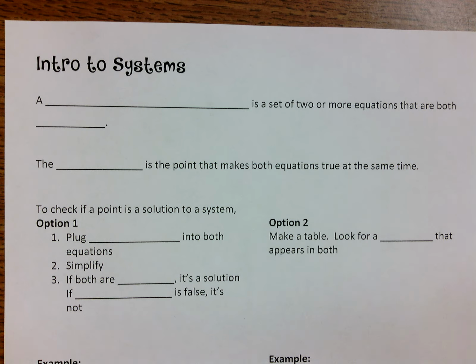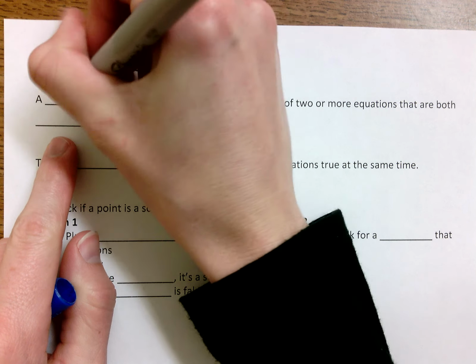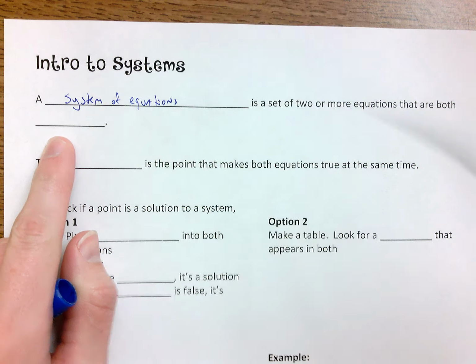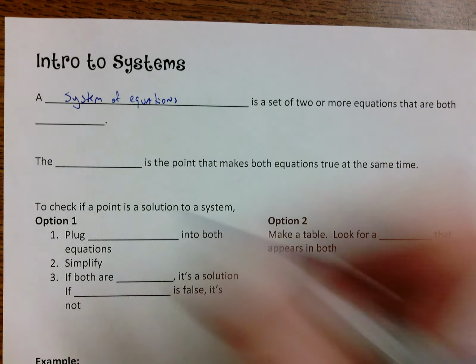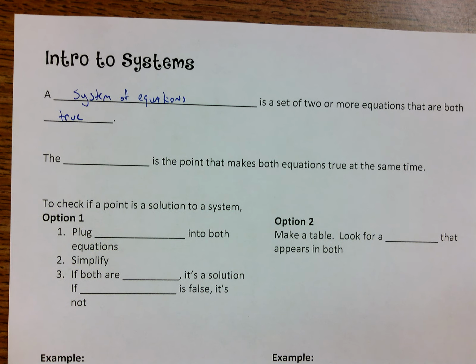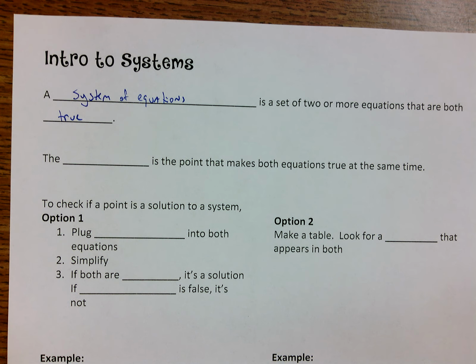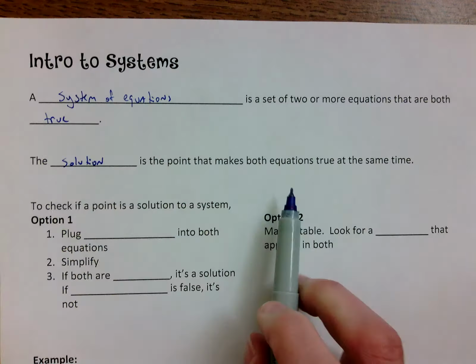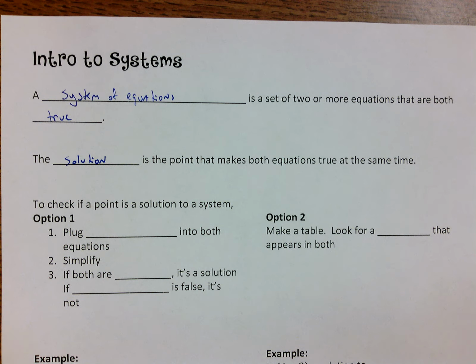Okay, so first of all, a system of equations is a set of two or more equations that are both true. For this year, we're just going to focus on two equations. We're never going to do more than two. All right, but it is a thing. There is such a thing as having more than two equations for a system of equations. Okay, the solution to your system is the point that makes both equations true at the same time.